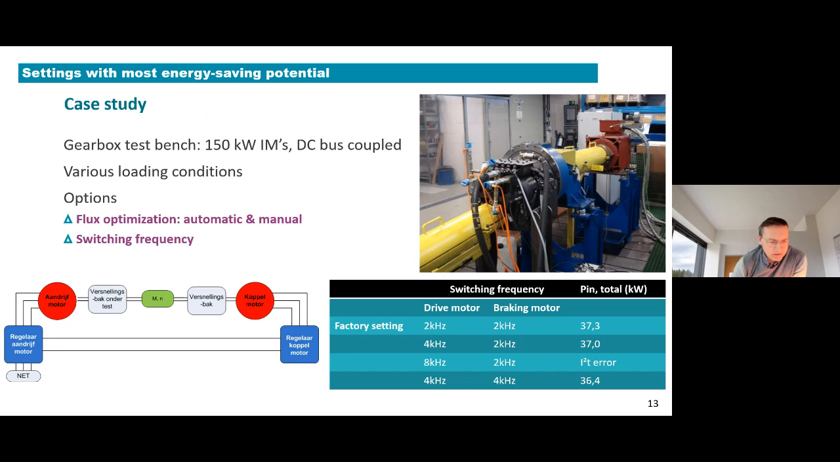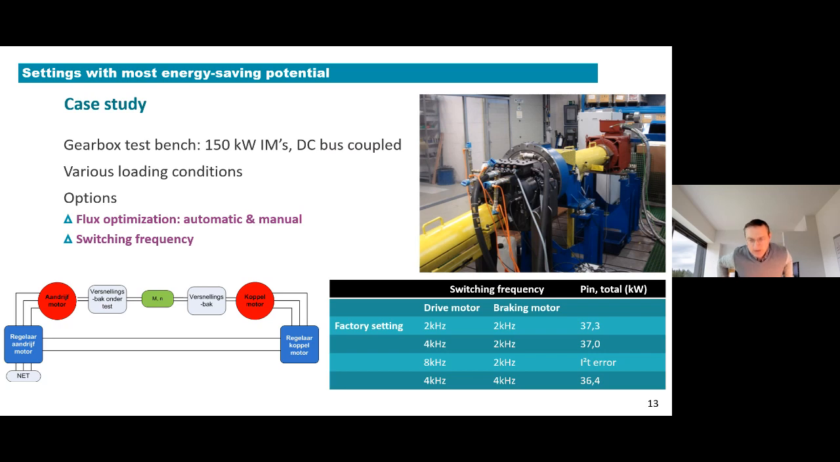And both drives are DC bus coupled. They don't have an active front end, so it's a diode rectifier, and the energy is transferred between the drives. Now we measure the electrical energy at the entrance of the grid, which is actually the losses in the entire system. That test bench is also not always operated at full capacity, so we also have part load operation here. So we will look into flux optimization and results of the switching frequency. Let's start with the switching frequency.